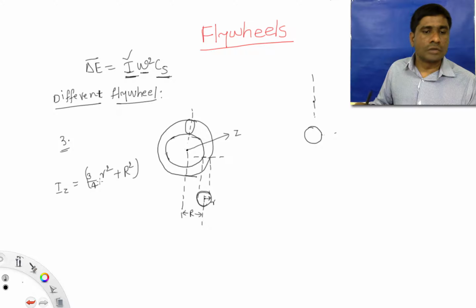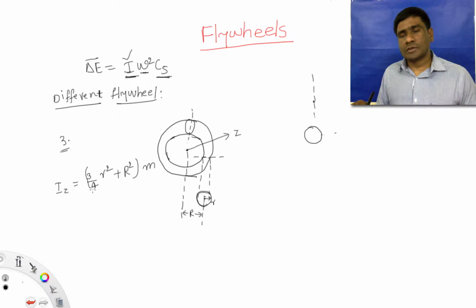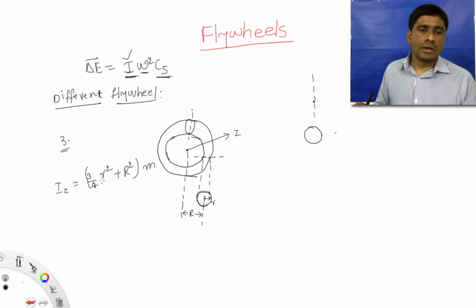This is the radius of gyration into mass. Even in the previous chapter, I forgot to mention that R stands for the radius of the disk. For example, if it is a ring, then again R is the radius of the ring.